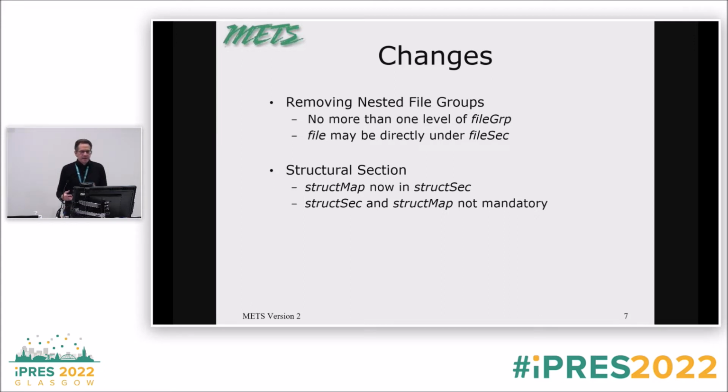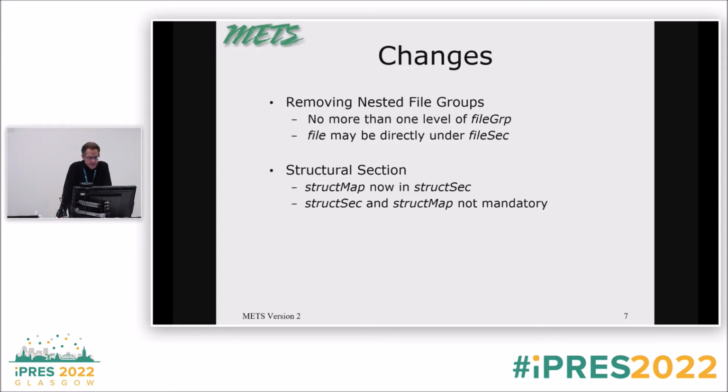And then we also try to resolve some problems that were in the past with nested file groups, and that's why we decided for METS 2 that it's now no longer allowed to have more than one level of file group within a file section, and on the other hand, the element file could now be directly under file section. Before, it had to be in file group.